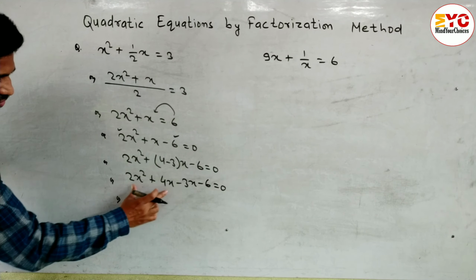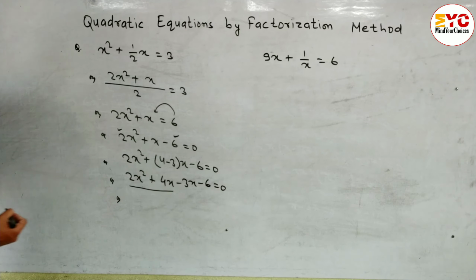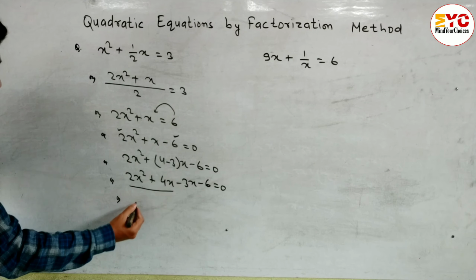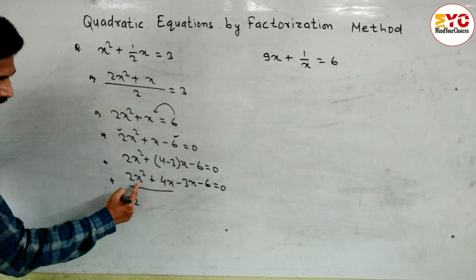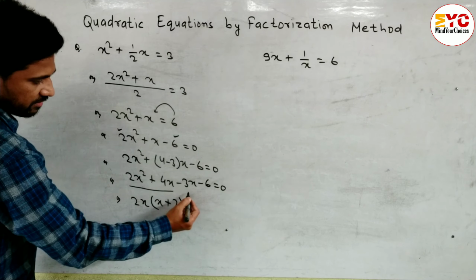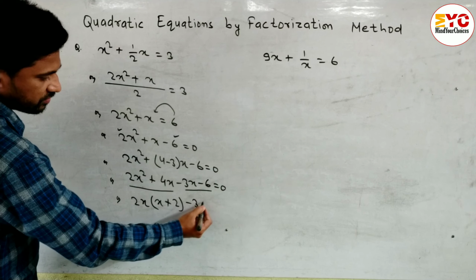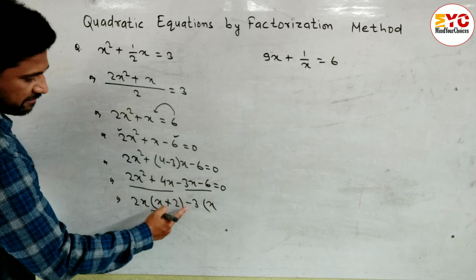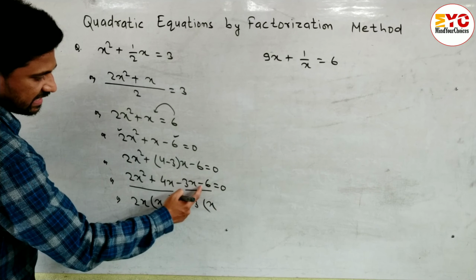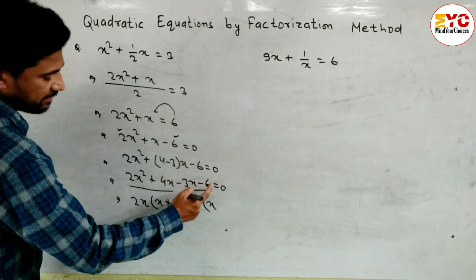From the first two terms we have to take common. From 4 and 6 the common is 2, from x square the common is x, remaining is x plus 2. Two into which number will be 4? It will be 2. Minus, from the other two terms we have to take common. Here it is minus 3, so we take 3 common, remaining x. If minus is common, we have to change the sign. If plus, we write minus. If minus, we write plus. Here it is minus, so we write plus.